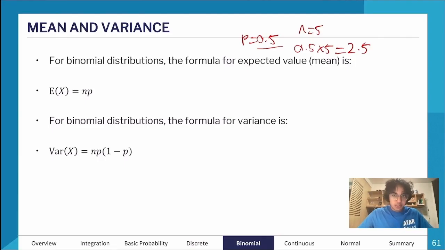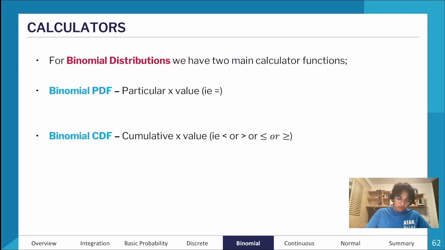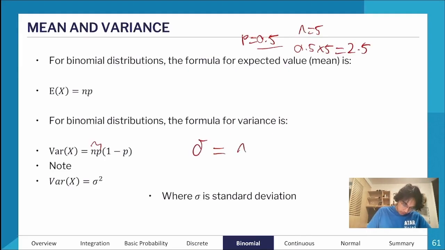For binomial distributions, the formula for variance is just np times 1 minus p. So the expected value times the probability of the complement, more or less, right? Again, remember that the variance is equal to the standard deviation squared. And so if I want to work out standard deviation, that's just equal to the square root of np times 1 minus p, right? So these are quite important to know. They will get you to calculate this sort of stuff. So try not to get this confused with just normal discrete formulas. It does follow an entirely different rule.